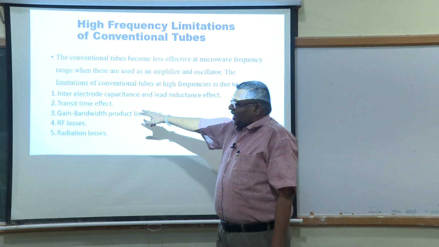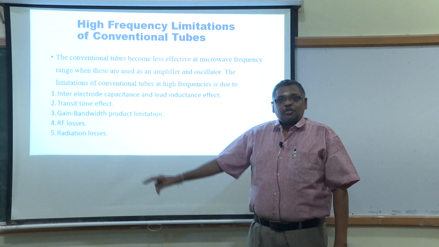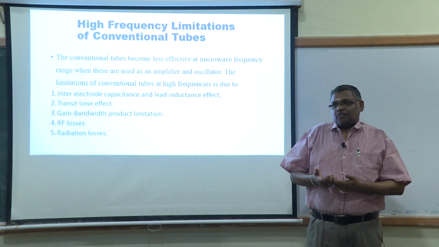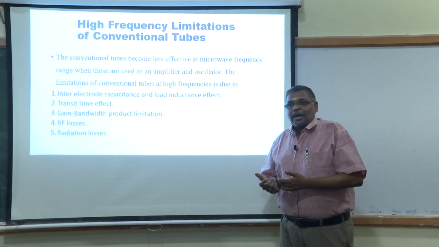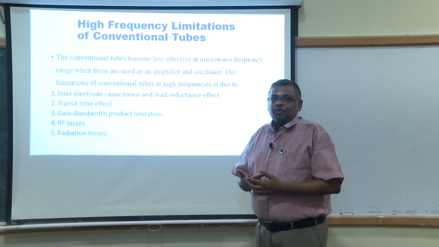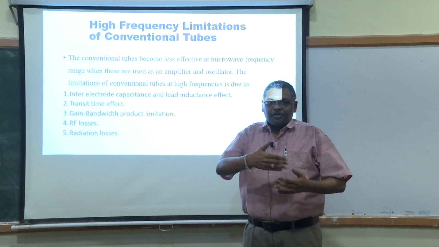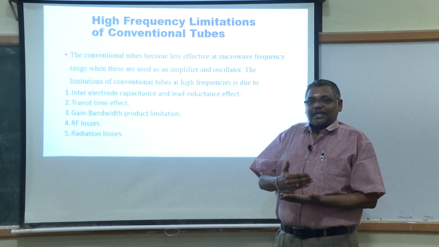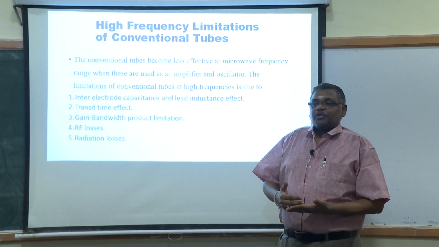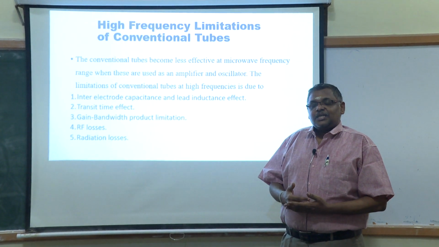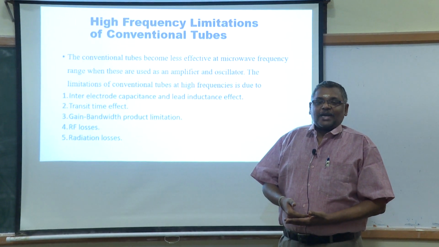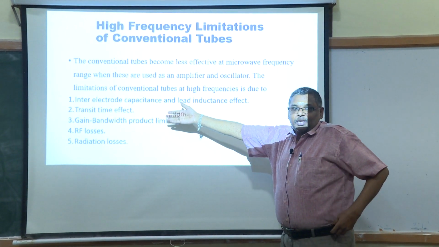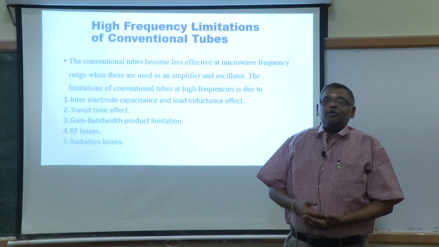The transit time effect concerns the distance traveled by the electron from the cathode to the anode. When the electron travels from the cathode to the anode, the distance should be minimum. At low frequencies, with minimum distance, the current and voltage are in phase. At higher frequencies, the current lags the voltage. When the current lags the voltage, the transit time effect comes into play, and this can be reduced by reducing the area.